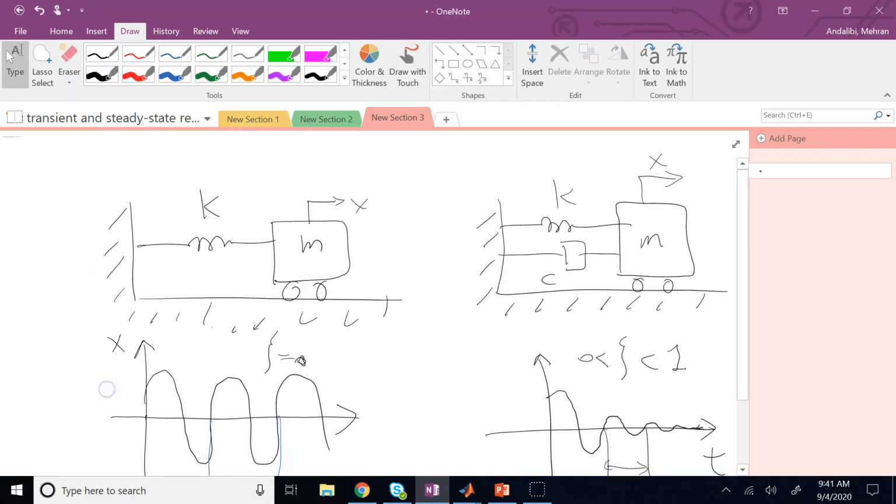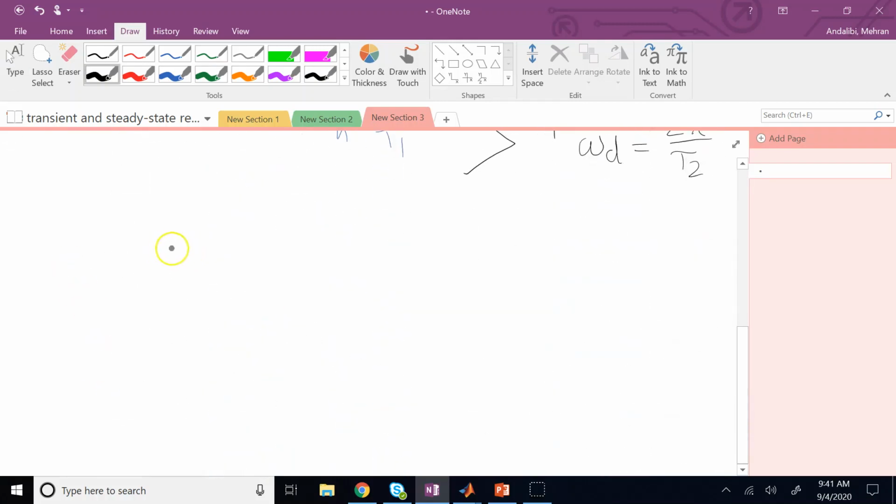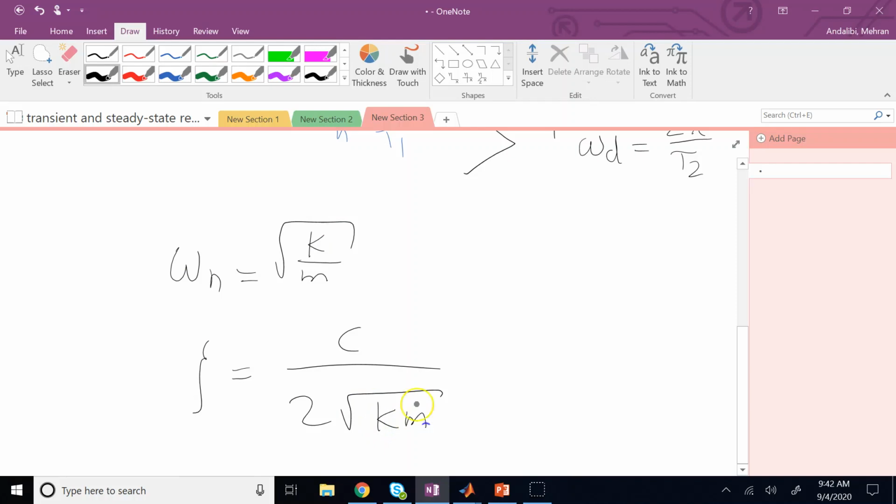And in this system, I can later show you that omega n for the mass spring damper system is the square root of k over m in terms of the parameters, and zeta, if I'm not mistaken, is c over 2 square root k times m. Okay, so I can show you that. So you'll see that in your vibration course if you ever take that course.